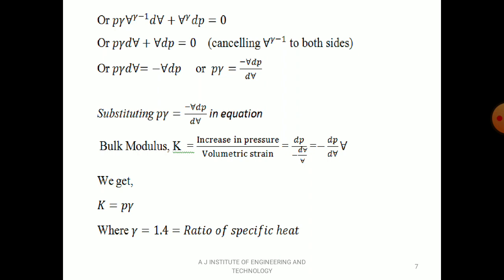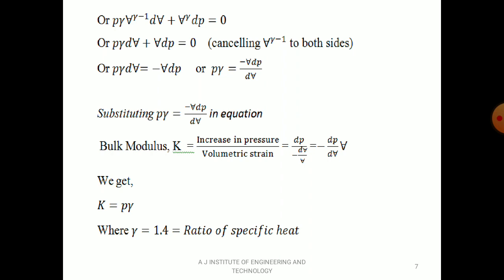That's it. So just rearrange: P gamma dV equal to minus VdP, or P gamma equal to minus VdP divided by dV. What is minus VdP divided by dV? That is bulk modulus. So in place of the bulk modulus relation, you just substitute P gamma, substituting P gamma equal to minus VdP divided by dV.